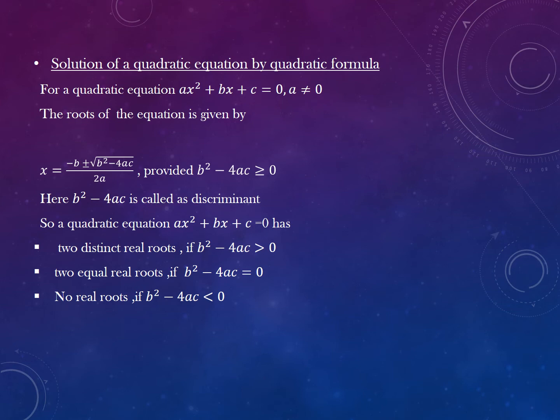So, a quadratic equation ax² + bx + c = 0 has two distinct real roots if b² - 4ac is greater than 0, or we can say it will have two equal real roots if b² - 4ac equals 0, and the quadratic equation will have no real roots if b² - 4ac is less than 0.